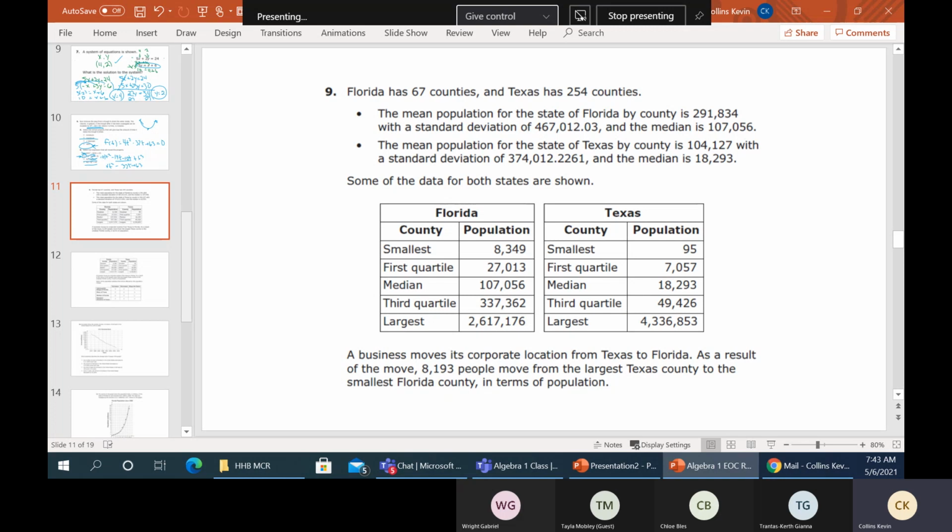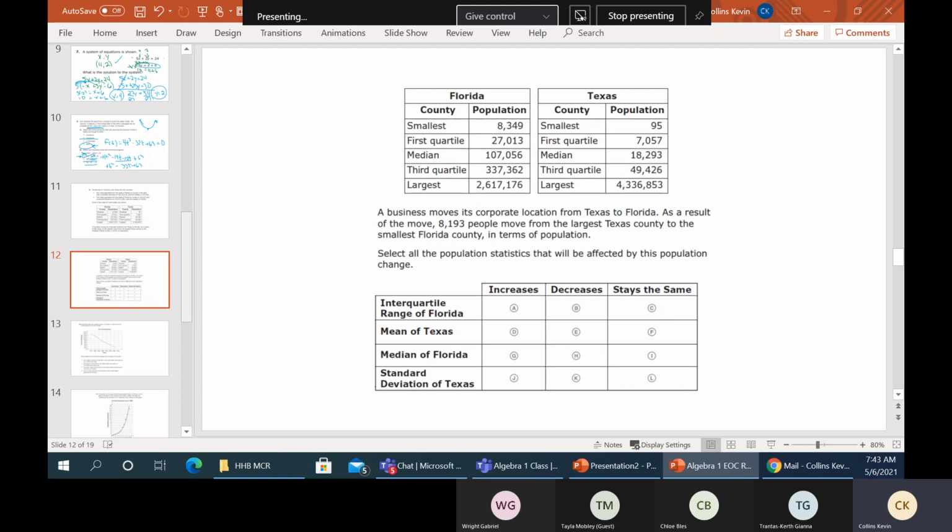So let's check out the actual question. We may need to pop back and forth here, but all this stuff would not fit on here. And I know this is a pain when they give us these huge questions with lots of reading, which nobody seriously likes. All right, so let's see what happens. Okay, so we know that the business moves. It says select the population statistic that will be affected by the population change.